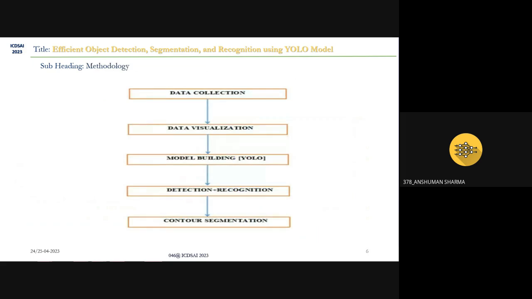Here is the methodology of the work. First, we collected data using online sources. Then we visualized the data using inbuilt libraries. Then we built the YOLO model. And then we used detection and recognition techniques. And towards the end, we used contour segmentation.